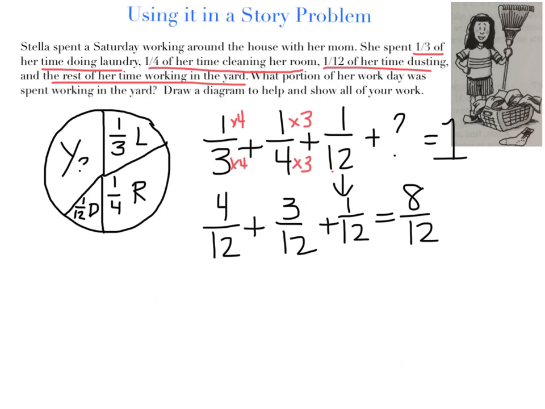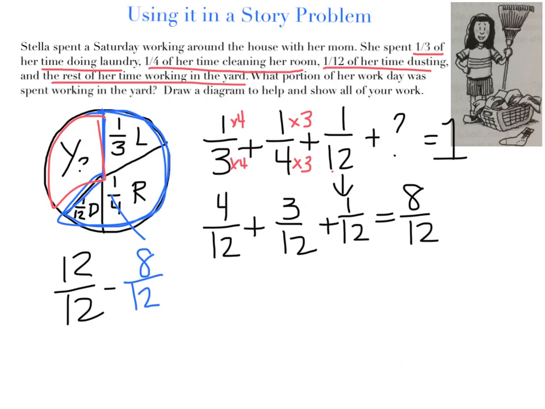So let's highlight this here in blue. So this portion of her day that we already know was 8/12. Okay, so then what's this unknown piece that we're looking for? Well, to get from 12 twelfths, 12 twelfths minus 8 twelfths will give us an answer of 4 twelfths. So that's how many more you would need to make up that whole day. So this unknown piece of working in the yard was 4 twelfths.